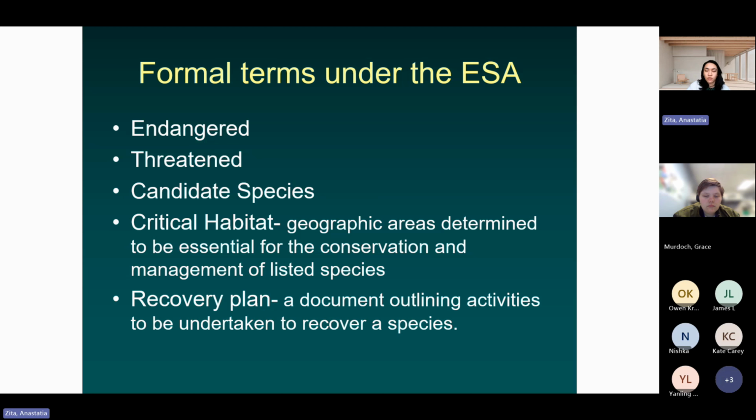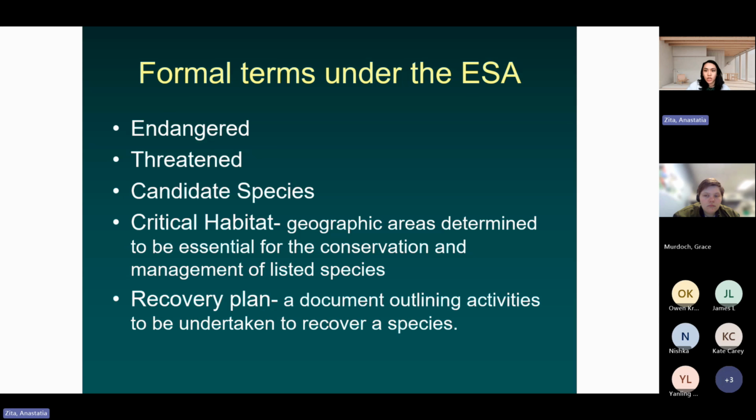A critical habitat refers to specific geographic areas that are determined to be essential for the conservation and management of listed species. So these areas provide the physical and biological features necessary for the survival and recovery of the species. So designation of critical habitats is an important step in protecting and recovering endangered and threatened species.